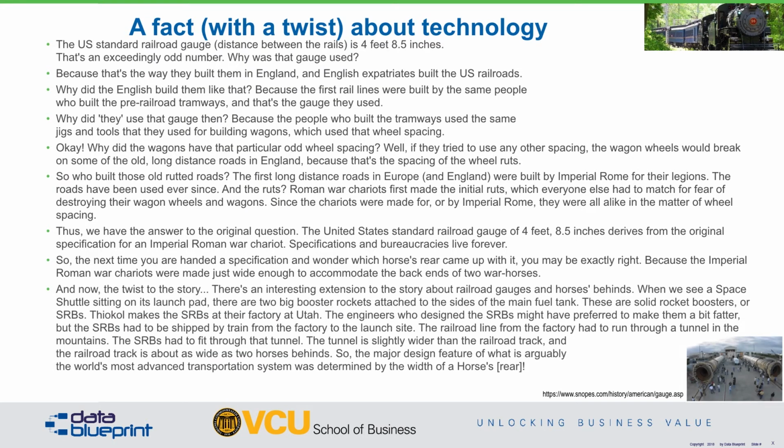Now, there's another twist to the story on this, which you guys all know what a solid rocket booster is. When they were building those boosters, they built them in Utah, but they needed to light them off in Florida. And in order to get from Utah to Florida, they had to fit on a railroad track and fit through a tunnel. So, once again, the size of the space shuttle boosters were also determined by the width of the horse's rear. By the way, if you go to Snopes, they say that entire story is false, but it does show a nice twist on the whole thing.